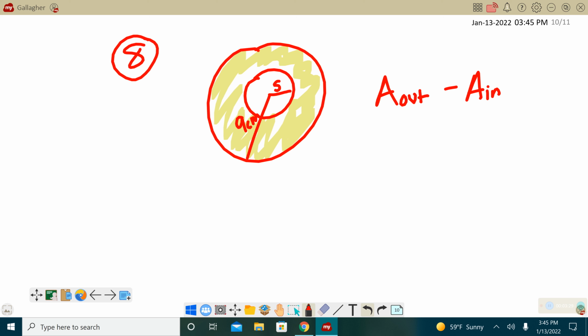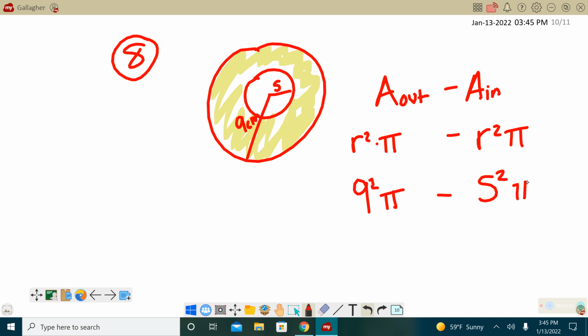And these are both circles, so we need radius squared times pi, and this one's going to need radius squared times pi. The outside radius is 9, so replace the r with a 9. The inside radius is a 5, so we're going to replace this r with a 5. 9 squared is 9 times 9, so that comes out to 81. And 5 squared is 5 times 5, which is 25. I'm going to leave this one in terms of pi.